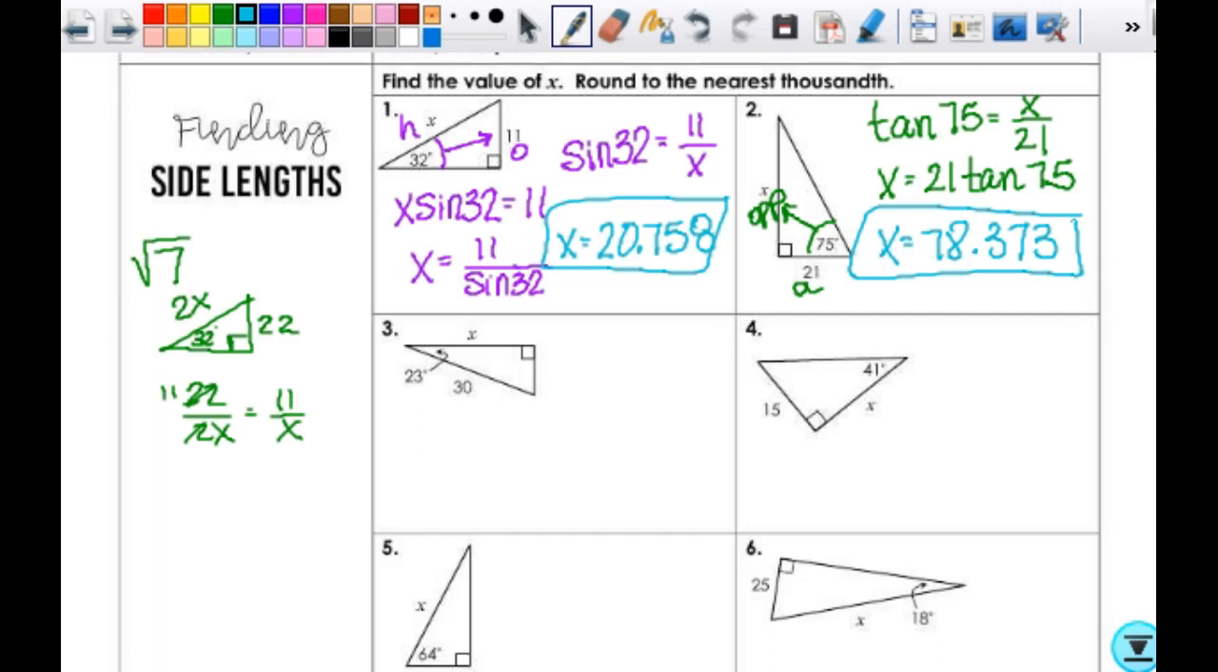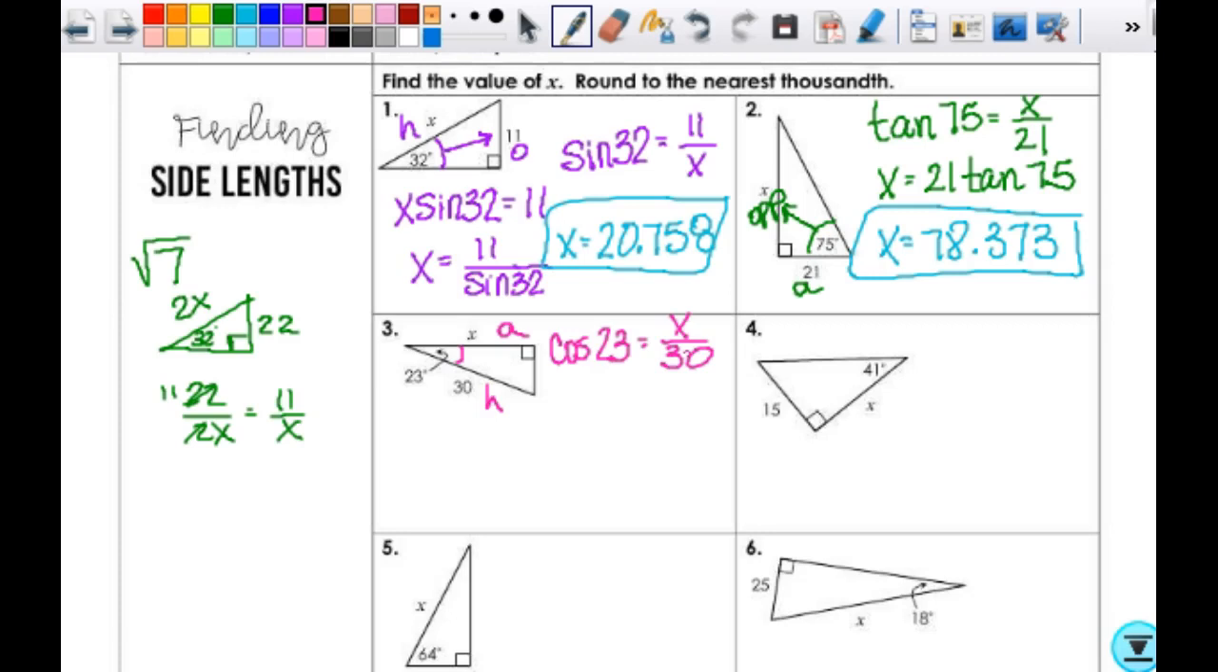All right, we're going to do 3 together, and then I'll have you do 4. All right, so number 3. This is my angle, right? What do I label x as? Adjacent, and 30 is hypotenuse. So adjacent and hypotenuse, I'm using what? Cosine. So the cosine of the angle, the cosine of 23, is equal to the adjacent over the hypotenuse.